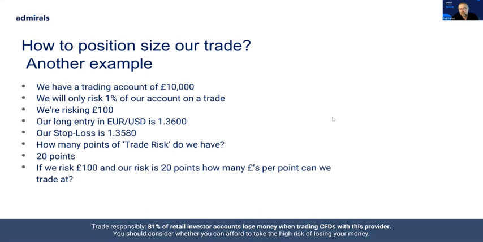So if our capital risk is £100 and our trade risk is 20 points, how many pounds per point can we trade at? This is where we're getting to the very basics of position sizing. In this particular case, you could trade that at £5 a point. You've got £100 divided by 20 points of risk. That is the size you'd be trading at. And if you traded £5 a point with your stop loss 20 pips away, if the trade fails, then you've only lost £100, which is 1% of your account. That's it. You've lived to fight another day.